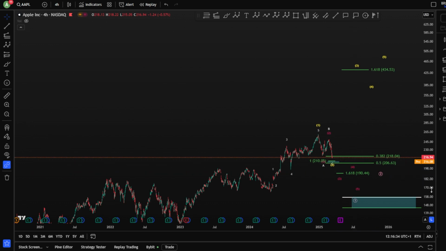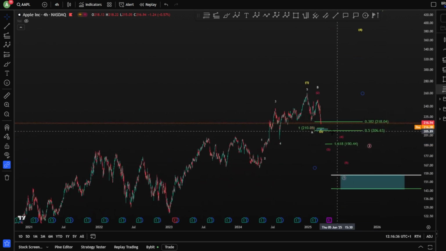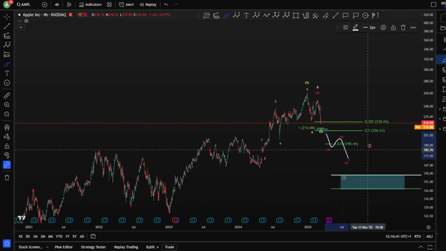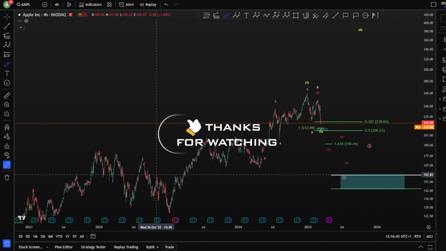Next target is 210 for Apple as highest possibility. Breaking this, of course, to be reanalyzed if we are moving further toward the downside in a signal of a recession. That was it for Apple.